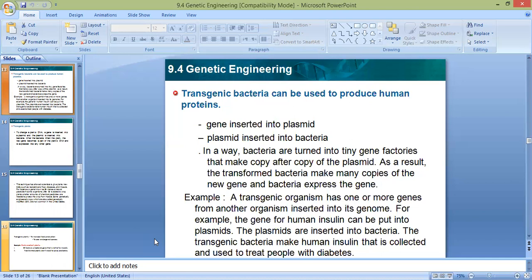A transgenic organism has one or more genes from another organism inserted into its genome. For example, the gene of the human insulin can be put in the plasmid. They take the plasmid of the bacteria and add the human insulin gene to it. Then the plasmid is inserted into the bacteria, and the bacteria become transgenic bacteria because they have a gene from the human. When these bacteria have this new plasmid, or recombinant DNA, with the new gene, they can make human insulin that is controlled, collected and used to treat people with diabetes.